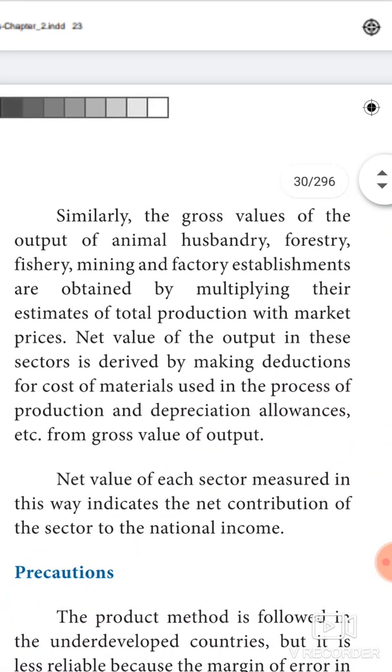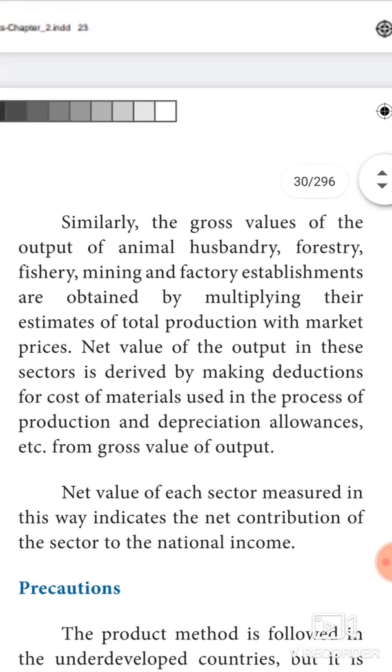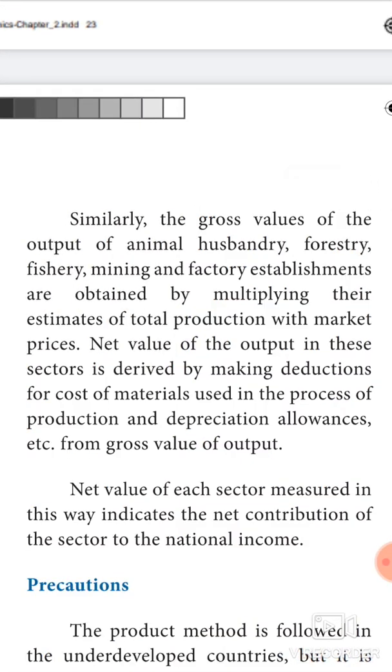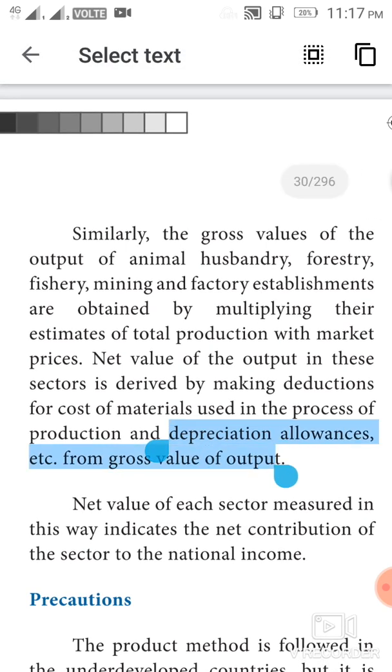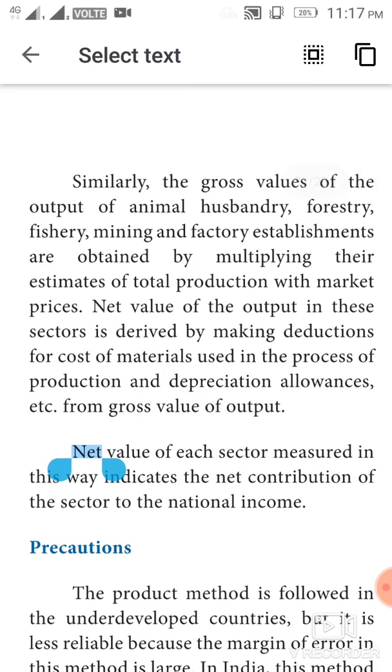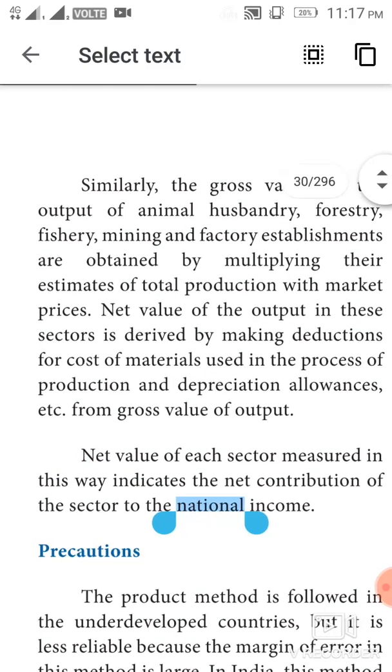Similarly, the gross value of the output of animal husbandry, forestry, fishery, mining and factory establishments are obtained by multiplying their estimates of total production with market prices. Net value of the output in these sectors is derived by making deductions for cost of materials used in the process of production and depreciation allowances, etc., from gross value of output. Net value of each sector measured in this way indicates the net contribution of the sectors to the national income.